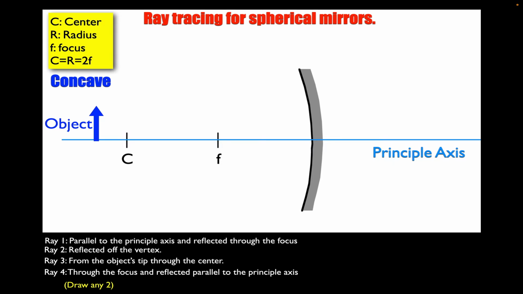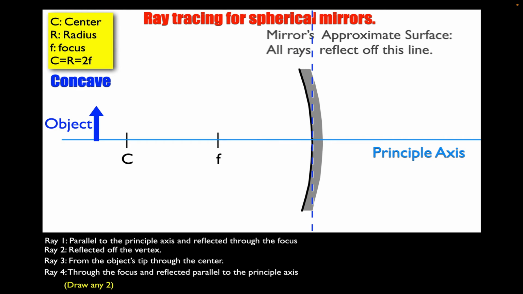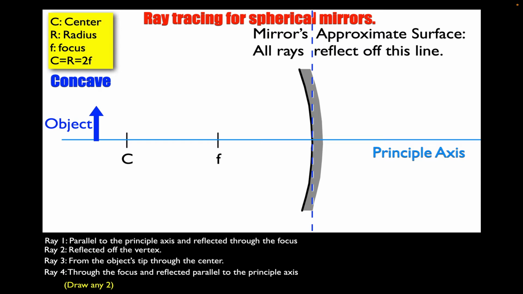This video is going to show you how to approximate the location for an image from an object that is located outside of the center of a spherical concave mirror. Since this is just an approximation, our light will not reflect off the shape of the curve, but actually off of this approximation line, which is perpendicular to the principal axis at the front of the mirror. Anytime you're doing this, you need to draw this line so you know where all the reflections will occur.